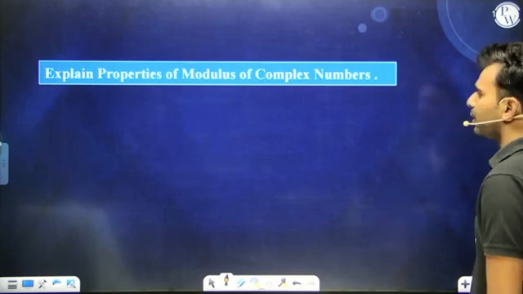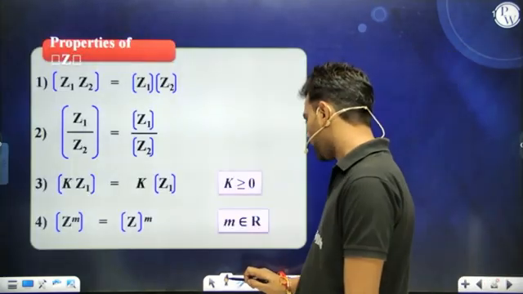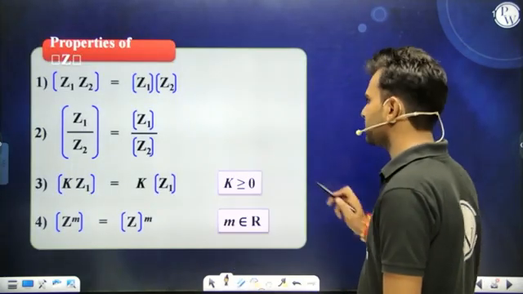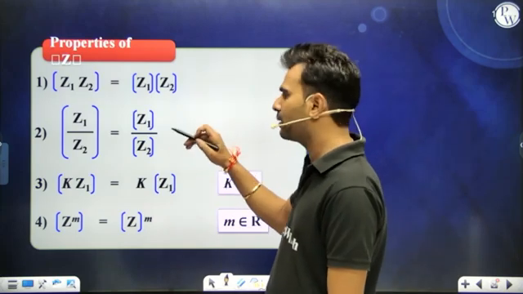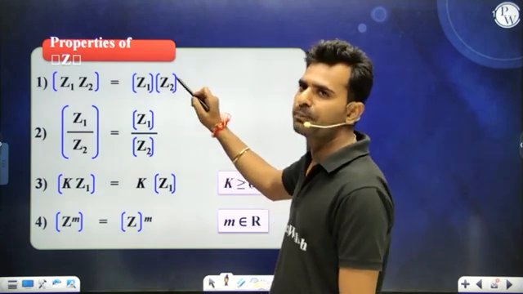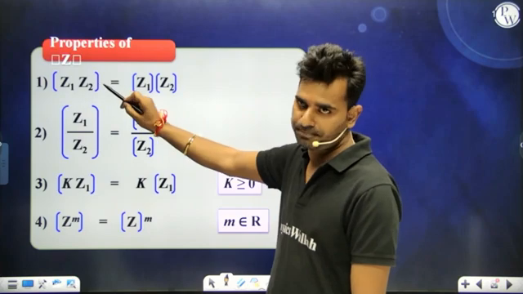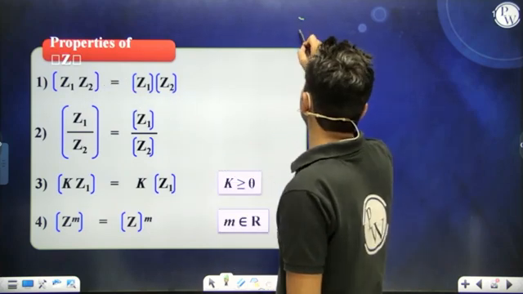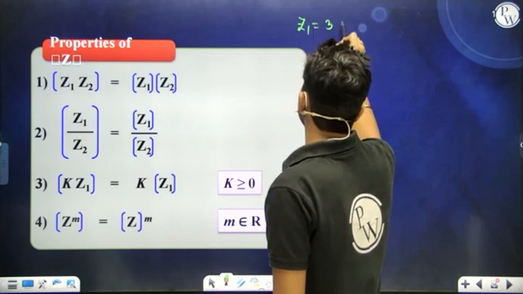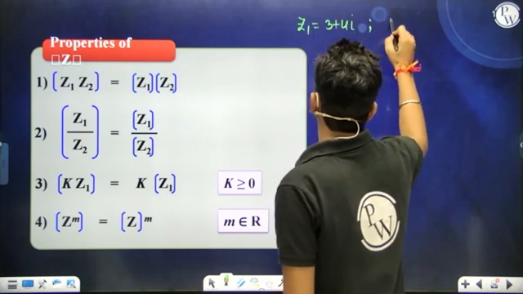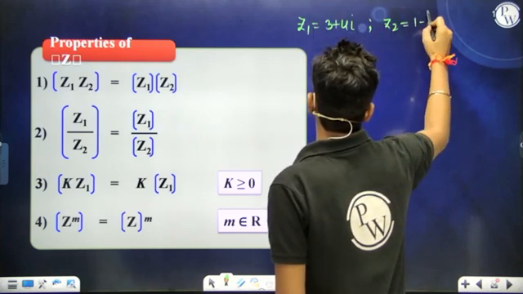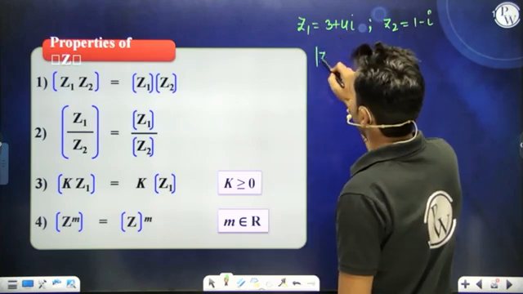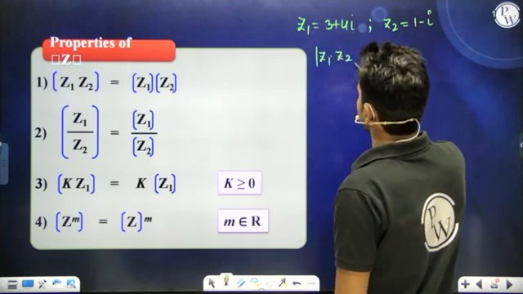Explaining properties of the modulus of a complex number, you can consider this sign as the modulus or vertical bars. Okay, the modulus can be split in multiplication. Let's say one complex number z1 is given to me as 3 plus 4i, and another complex number z2 is equal to 1 minus iota, and the question is asking me the modulus of this.